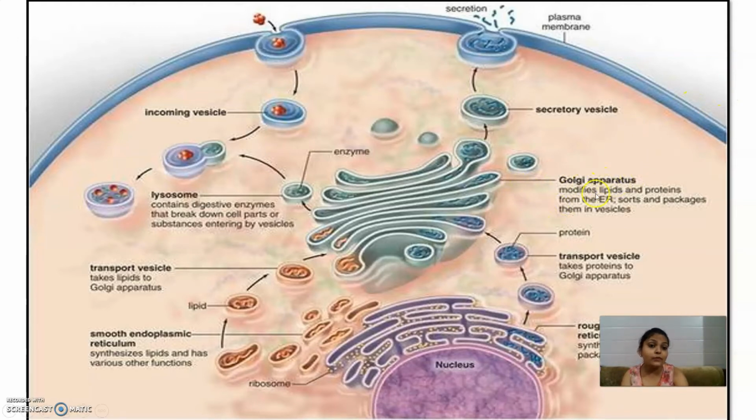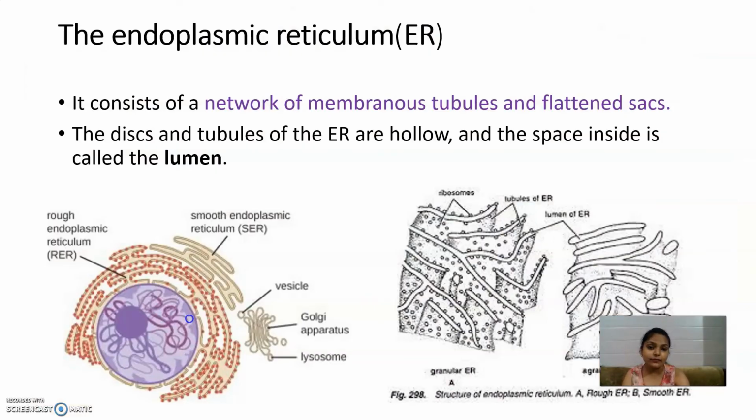The Golgi apparatus modifies the proteins from the ER and stores and packages them into vesicles. The vesicles which are leaving the Golgi apparatus are called secretory vesicles, which may fuse with the plasma membrane and lead to extracellular transport of these proteins. The function of the smooth endoplasmic reticulum is to synthesize the lipids, and it has various other functions which we will be studying in our further slides.